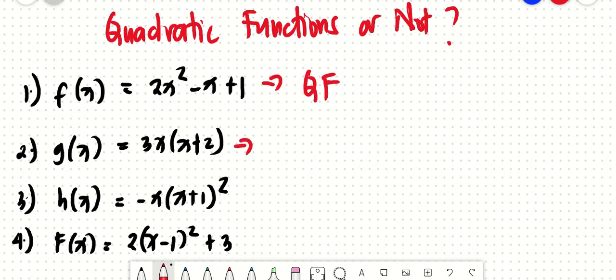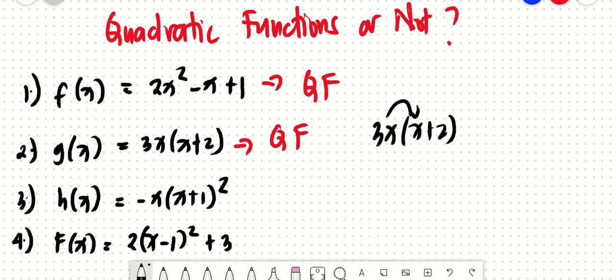How about number 2? Observe, g of x equals 3x times the quantity x plus 2. Actually, it is a quadratic function. Sir, bakit po naging quadratic? Again, multiply lang natin, 3x times x plus 2. Observe using distributive property. 3x times x, 3x squared. 3x times positive 2, positive 6x.